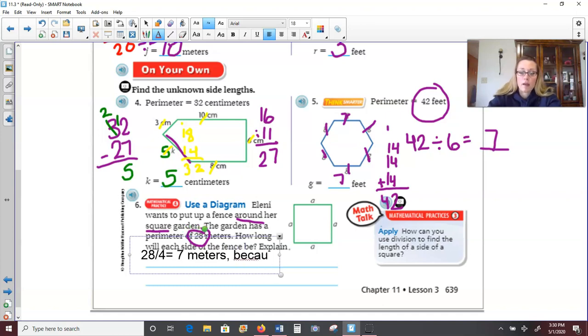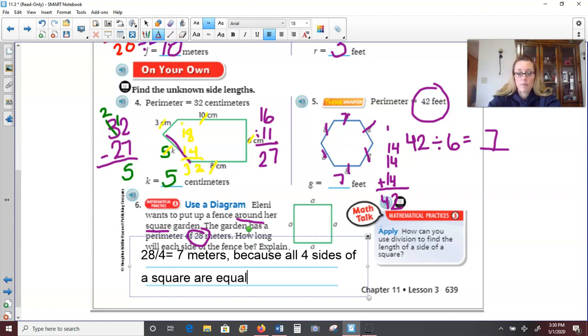Okay, because all 4 sides of a square are equal. Okay, so we could use that as our explanation and our answer.